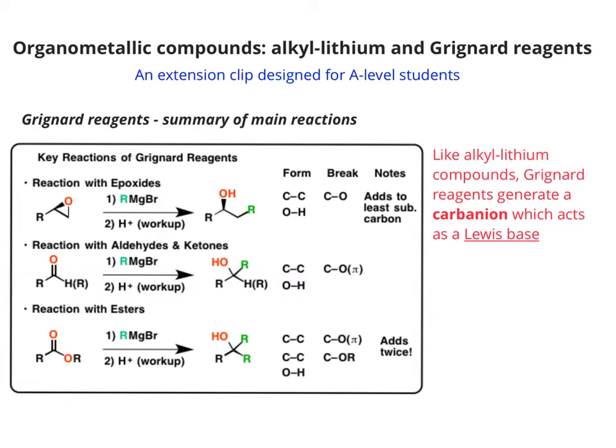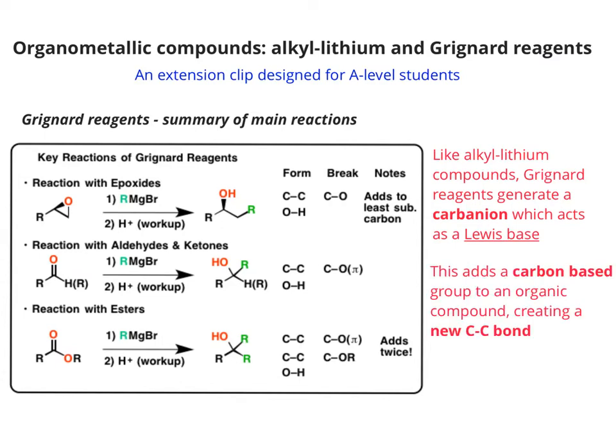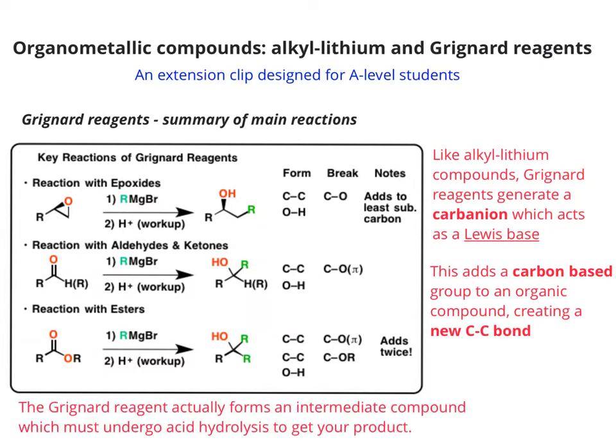So first let's remind ourselves what Grignard reagents do. They, very much like alkyl lithium compounds, generate a carbanion which acts as a Lewis base. So this has the effect of adding a carbon-based group to an organic compound, creating a new carbon-carbon bond. In this process, the Grignard reagent will actually form an intermediate compound on the way to making the product, and this compound needs to undergo acid hydrolysis before you can get the product. So that's why I've got in all of these reaction schemes here an H+ workup.